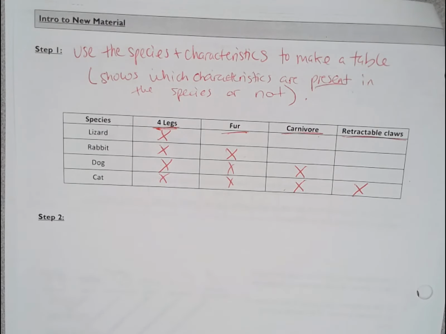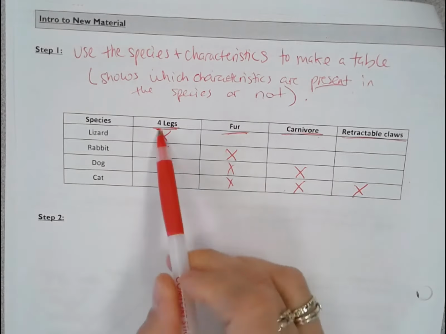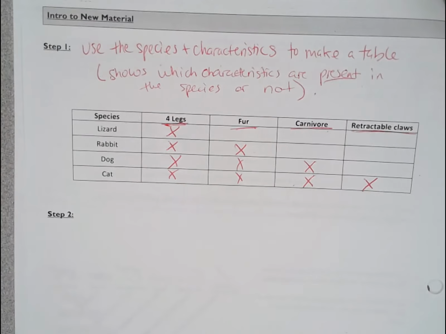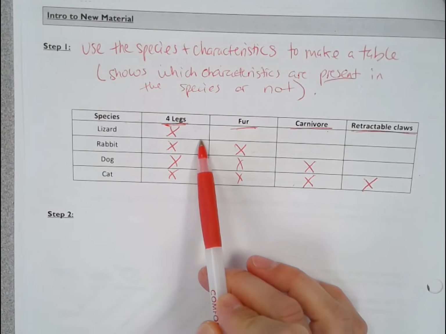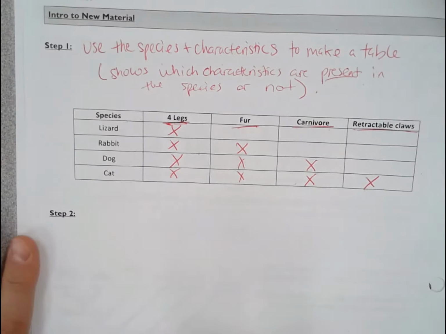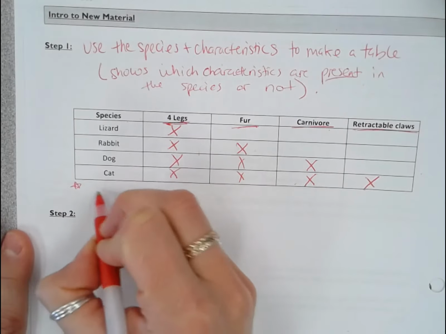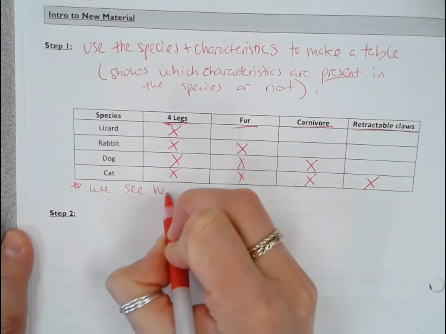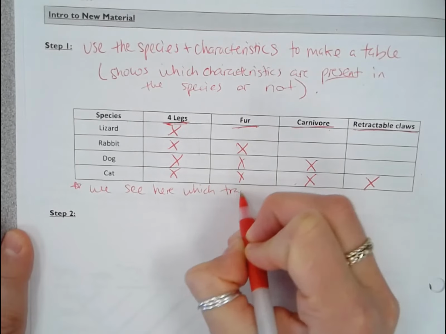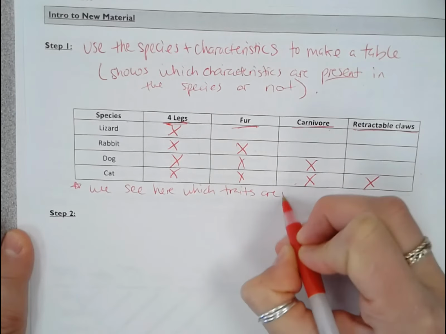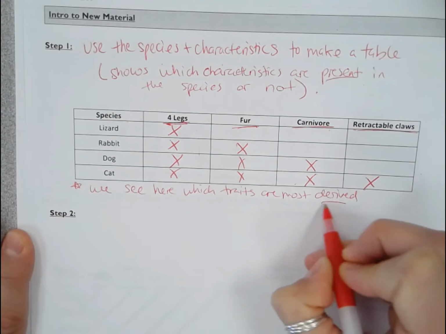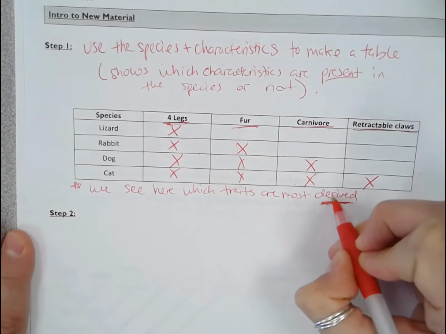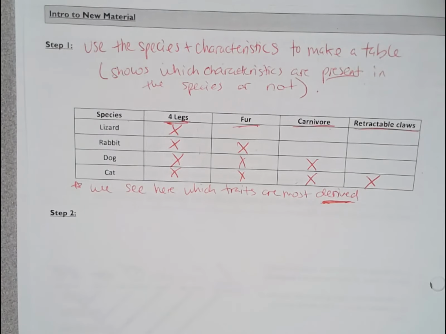So we have our list of traits and which ones are derived or which ones are in common. We would say that 4 legs is shared by which organisms, guys? Which species? All of them. It is shared with all of them. So what we see in this is which traits are most derived, meaning which ones are later obtained or which ones have been in all of these organisms for a long time.